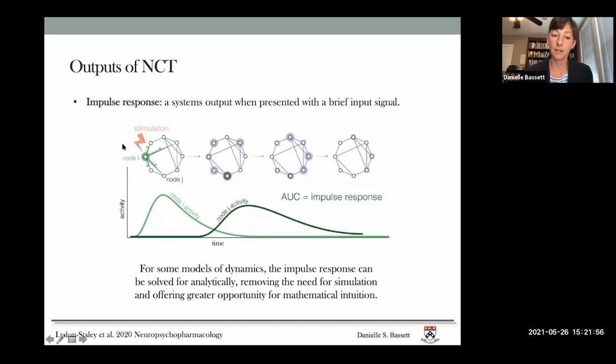Along the y-axis is the activity of a node, and then along the x-axis is time. If we stimulate node i, then we can watch node i's activity increase and then decrease, and then we can watch node j's activity lag node i, and then come up in activity later and fall away. I will note that for some models of dynamics, such as a linear time invariant one, the impulse response can be solved for analytically, which is nice because it removes the need for simulation and offers greater opportunity for mathematical intuition.